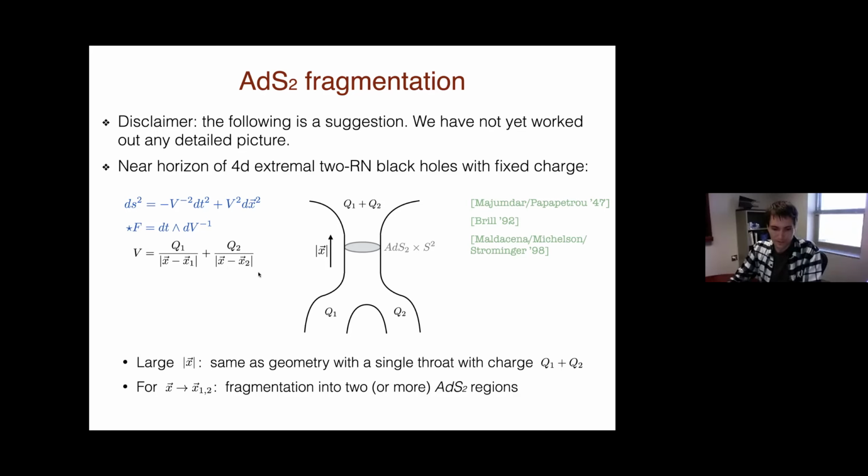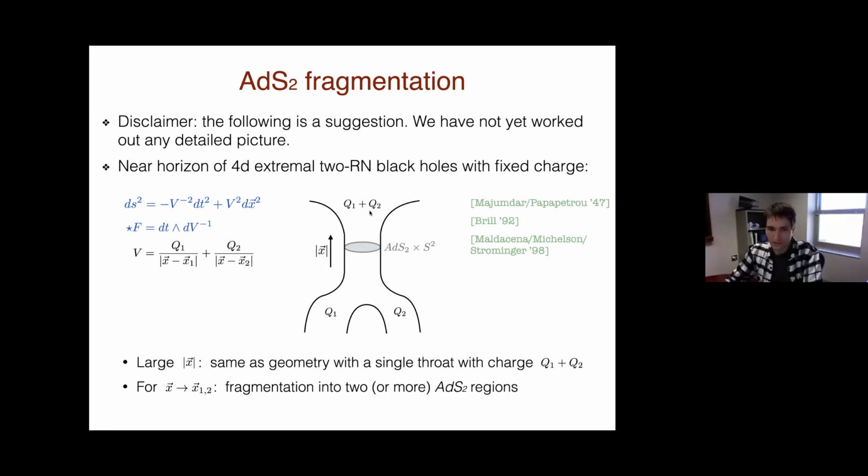And so these Qi and Xi are free parameters that you can choose. So there's a large space of these solutions. But even though you have lots of different solutions of this type, from far away they all look the same. In particular, this case here, from far away looks like a single throat with charge Q1 plus Q2. But as you go close to X1 or X2, you discover that there's actually two AdS2 regions. As you flow deeper into this geometry, you discover that the AdS2 throat fragments into separate AdS2 regions.